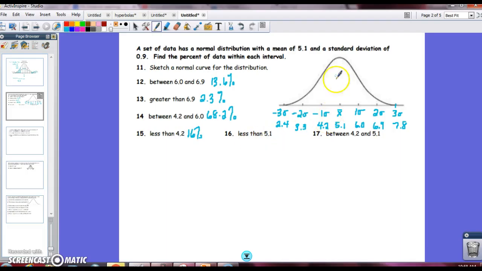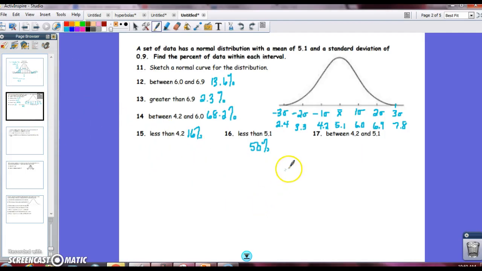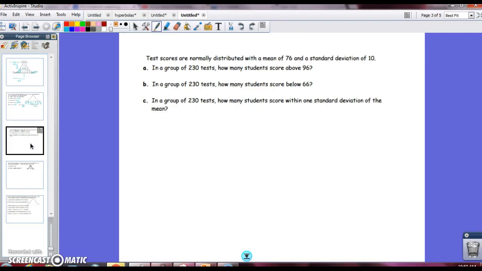Less than 5.1, that's your mean. You know 50% of the data is less than that. And between 4.2 and 5.1, if you go back to your chart, that is within 1 standard deviation, that's 34.1%. Okay, so that's how you're going to use this curve when you're doing problems like this.